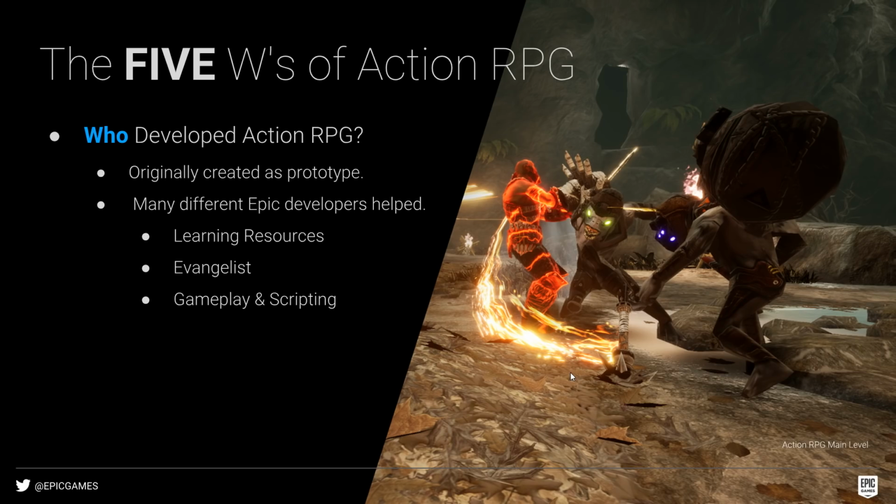So, who developed Action RPG? Well, Action RPG was originally developed as a prototype by some of our technical artists at our Epic Games South Korean studio. It was then picked up and worked on by the Learning Resources team, the Evangelist team, and the Gameplay and Scripting team to bring it to the sample you're seeing today. But those aren't the only people that have worked on Action RPG. Many different people from many different disciplines across Epic have helped out with the development of this game, whether it's making sure that we're doing things the Epic way or helping us solve some type of problem that we didn't really understand how to fix.